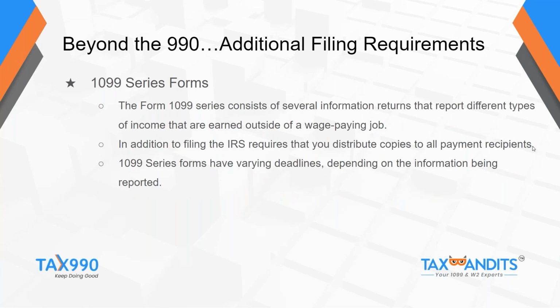Next, we'll discuss 1099 forms. The Form 1099 series consists of several information returns that report different types of income that are earned outside of a wage-paying job, meaning Form 1099 would not be used to report wages to an employee and the taxes withheld to the Social Security Administration. In addition to filing, the IRS requires that you distribute copies to all payment recipients. However, 1099 series forms have varying deadlines depending on the information being reported.